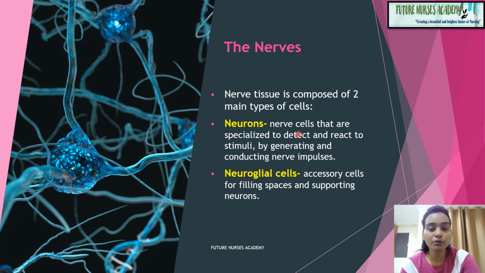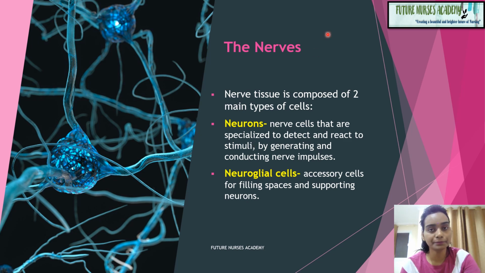The neuron is the nerve cell that is specialized to detect and react to stimuli by generating and conducting nerve impulses. Neurons pass signals to and from the brain through an electrochemical pathway. They pass the signals as electrical impulses and maintain the communication system in our body. The neuroglial cells are accessory cells which fill the spaces and support the neuron, so neurons can work properly.